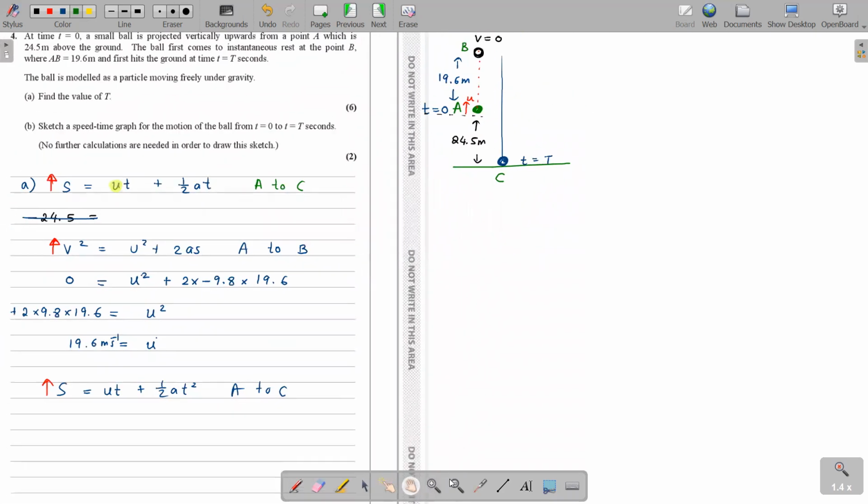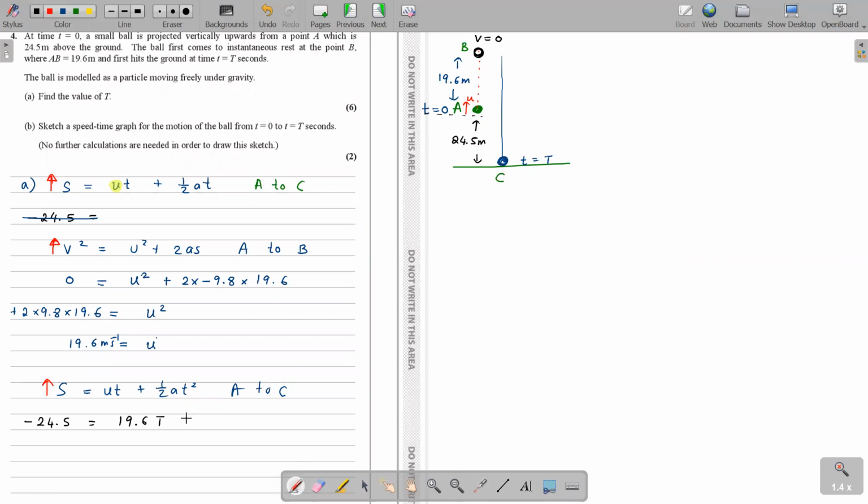So what do we get here? Displacement is from A to C. We don't have upward displacement. The displacement is downwards 24.5. So I will use negative 24.5. What about the U value? We found the initial velocity at A is 19.6 meters per second upwards. And the T value is actually the capital T, right? The time taken to go from A to C is our capital T.